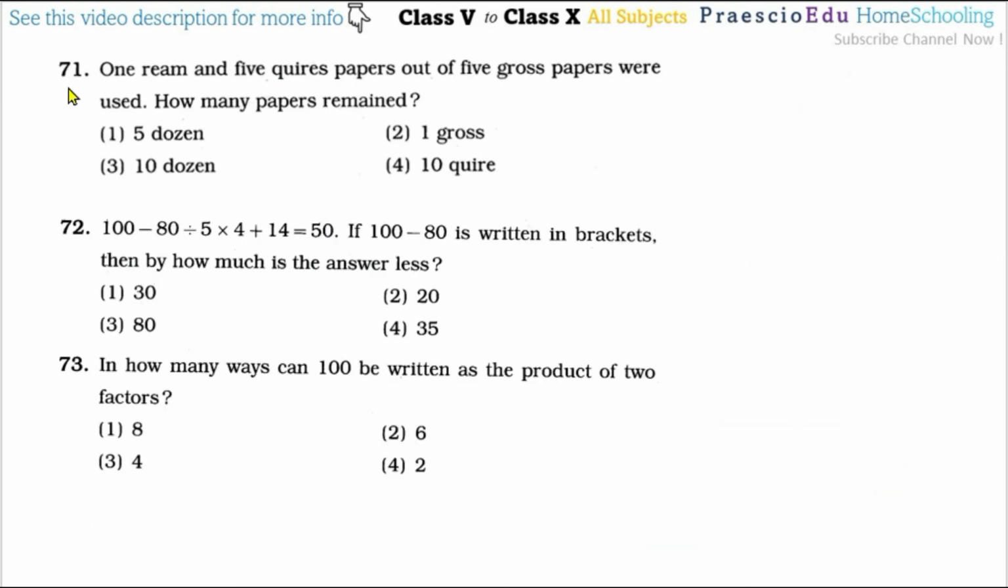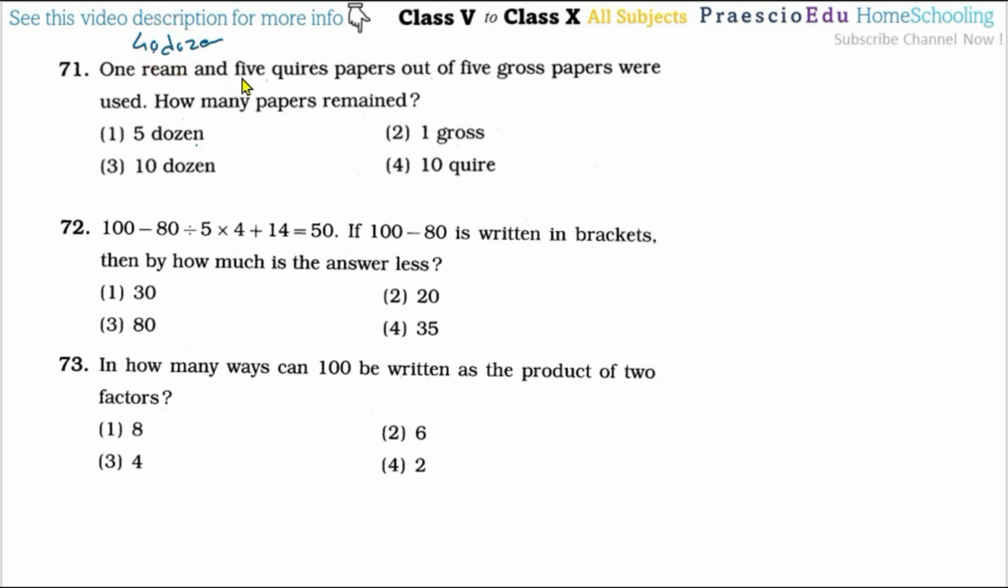Now question number 71: 1 ream and 5 quire paper. Out of 5 gross paper were used, how many papers remain? So this same statement we will convert into an expression. So 1 ream means 40 dozen. We will convert everything into dozen for our calculation.